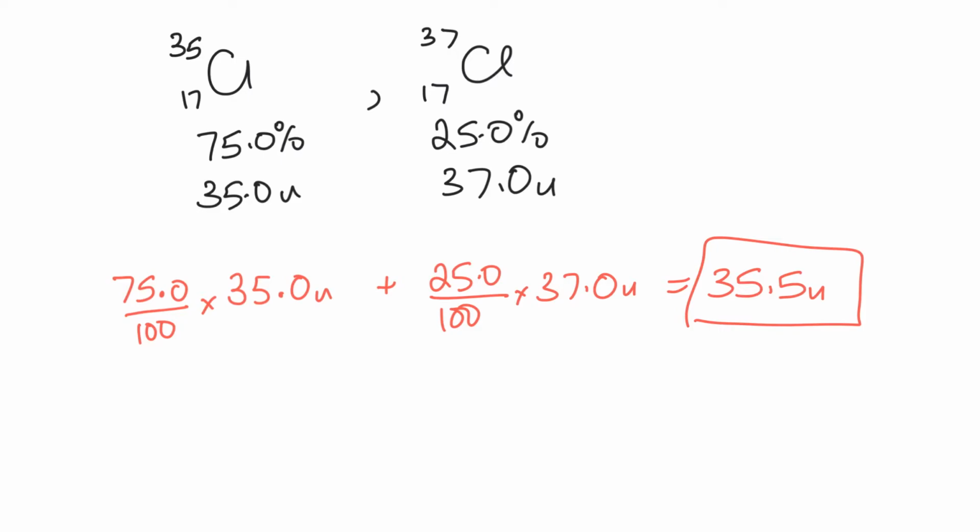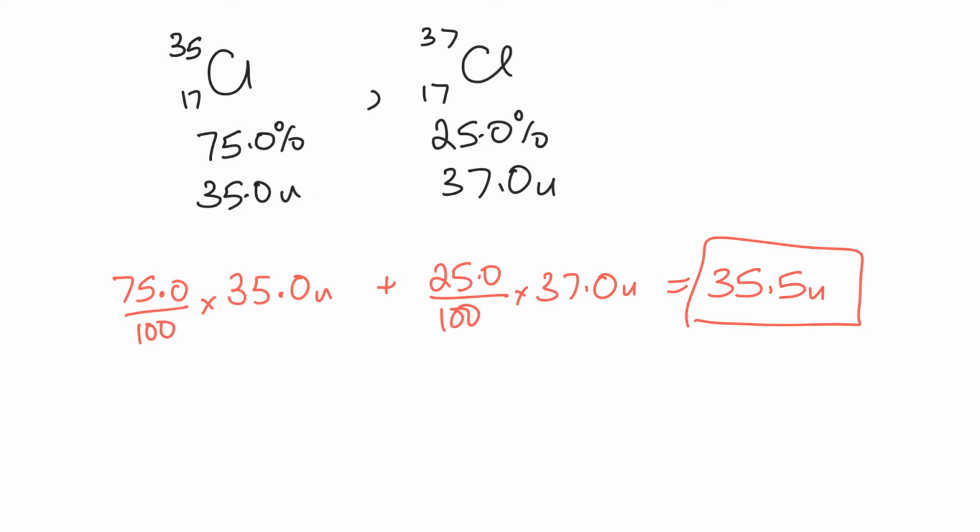We also know if it was 50-50, it would lie exactly halfway in between. So if it was half of one and half of the other isotope, it would be exactly halfway, which is 36. Because it is 3/4 chlorine-35, almost said 37, sorry, it's 3/4 or 75% of the lighter one, it's going to lie on average a little bit closer.